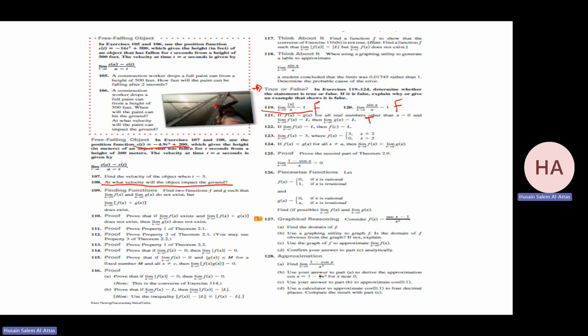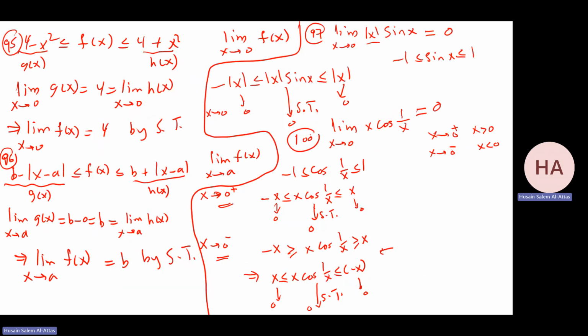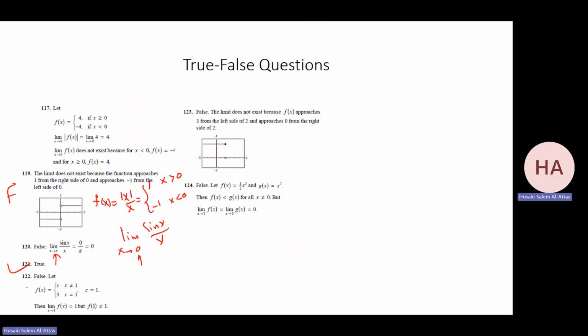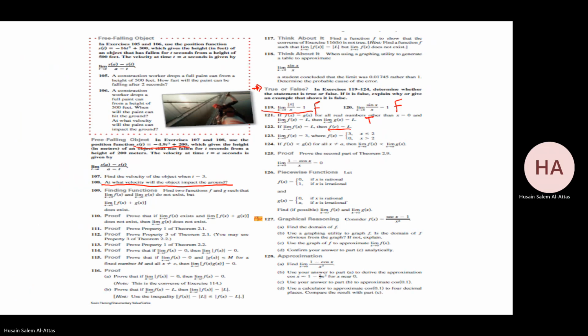122, if the limit is equal to L, it does not mean f of c equals L. Sometimes f of c is not defined, actually. And this is an example. f of x is 3 if x equals 1, and x if x is not equal to 1. For sure, the limit as x goes to 1 is equal to 1, but it's not equal to 3. Very clear example. So this is false.